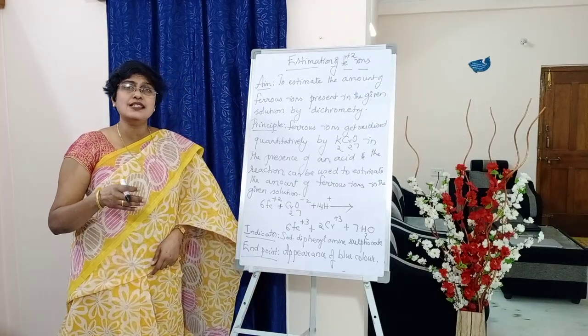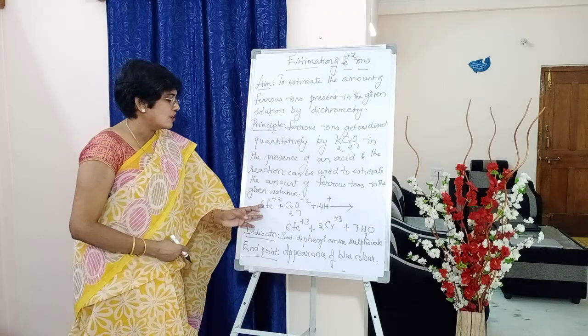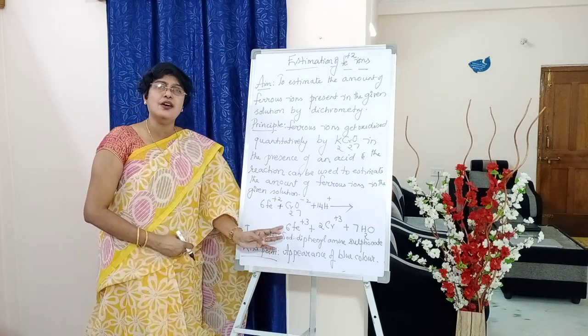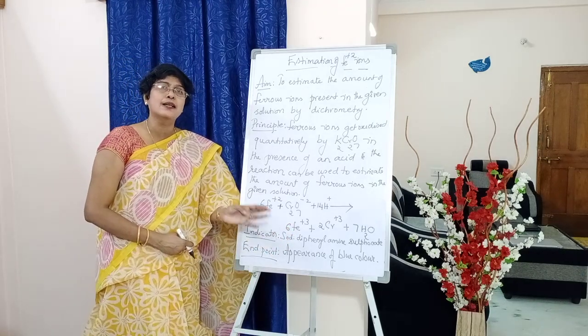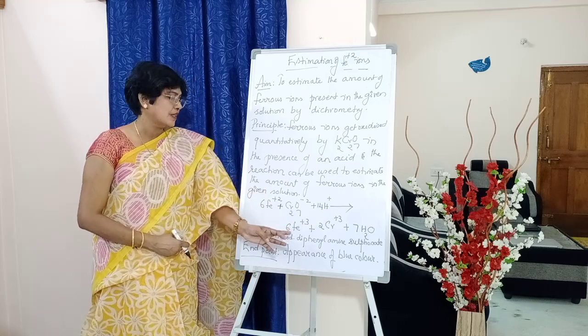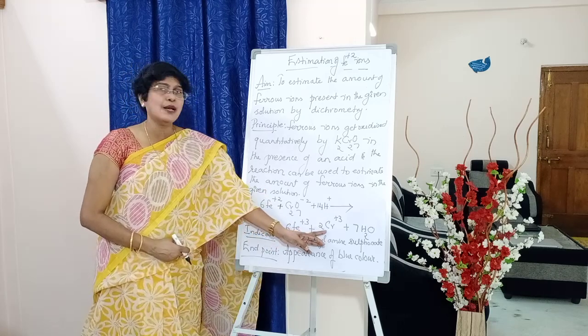ferrous ions are oxidized, so they are converted into ferric ions: 6Fe+3, plus 2Cr+3.